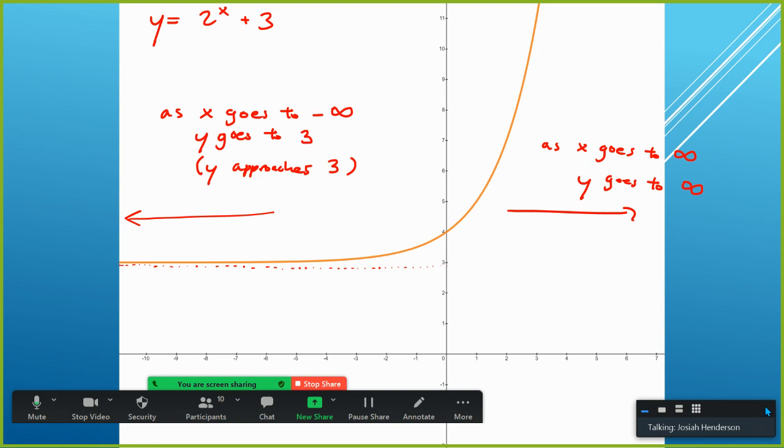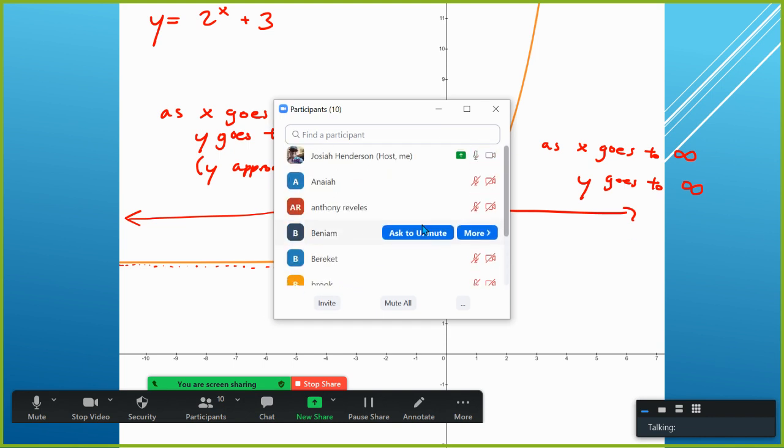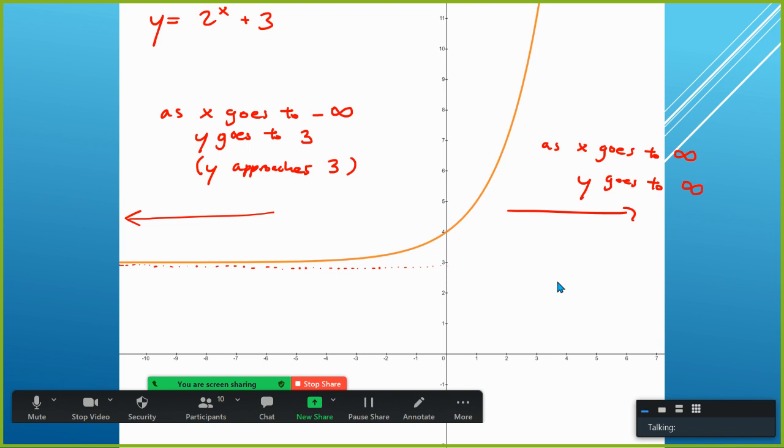Okay, it sounds like a lot of people dropped out of the call. Who is still here? Okay. I'll leave this up for a moment if you are still copying down or if you want to take a picture of it. I want to look at one more end behavior example, and then I want to move on to some newer stuff for today.